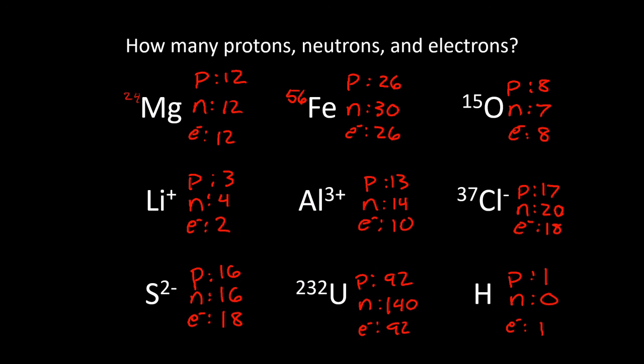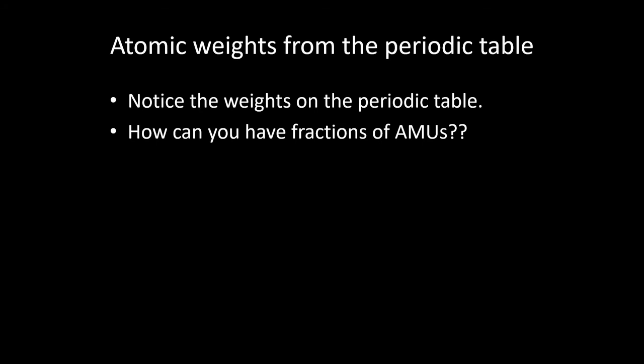Alright. Hopefully that makes sense. Hopefully you were able to work through at least the majority of those and get those correct. In the next and last video in this chapter, we will talk about the atomic weights on the periodic table and how they are a bit strange given our definition of a mass number. So I'll see you there.